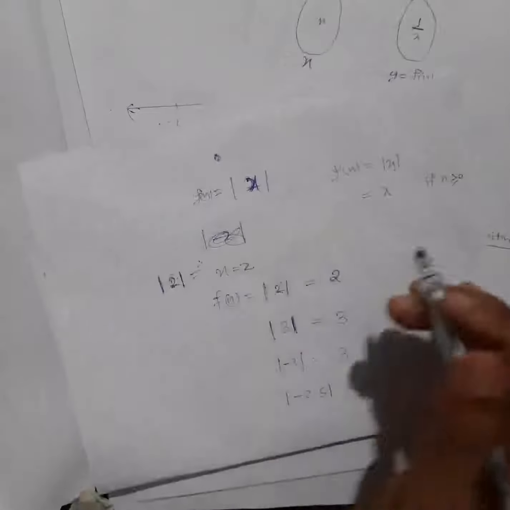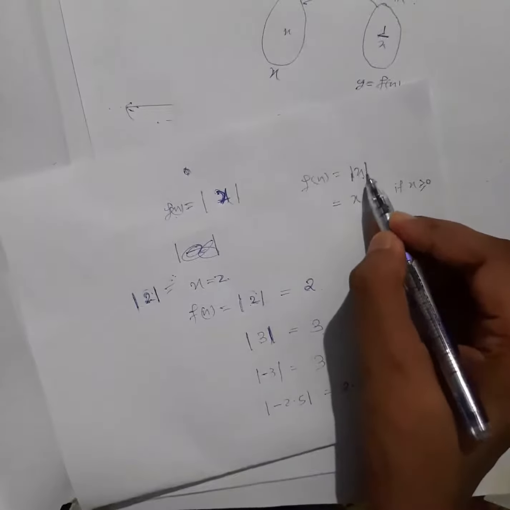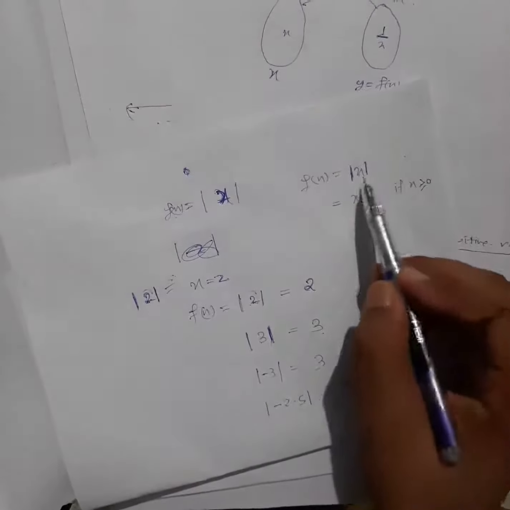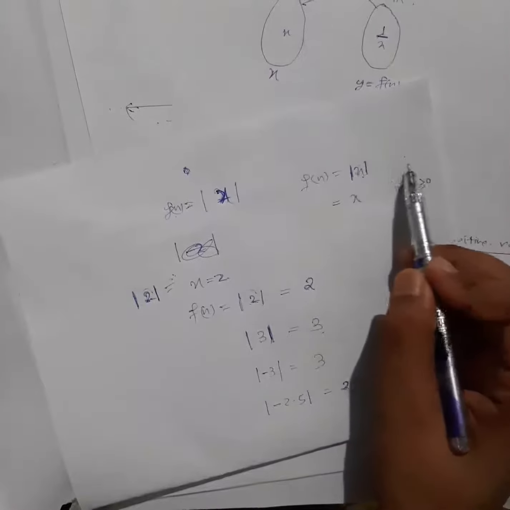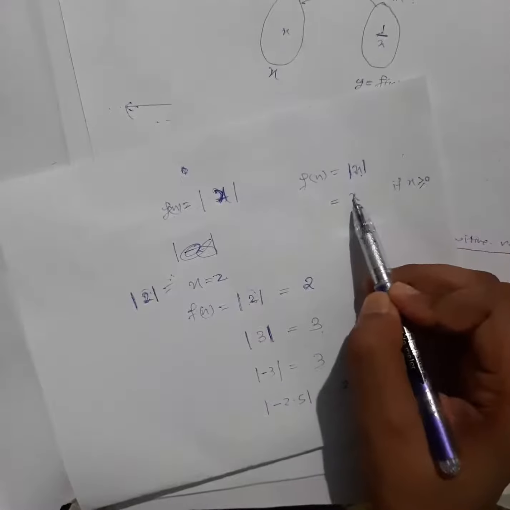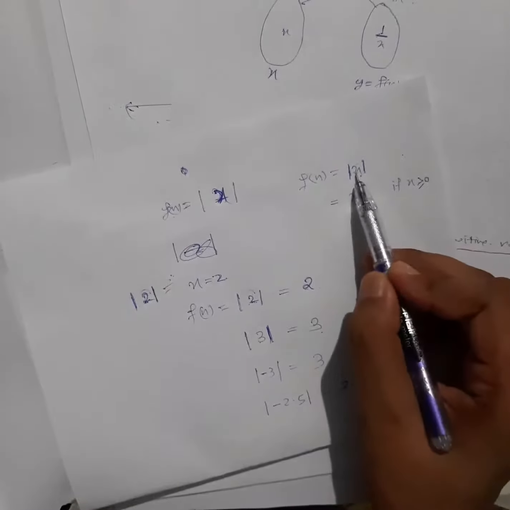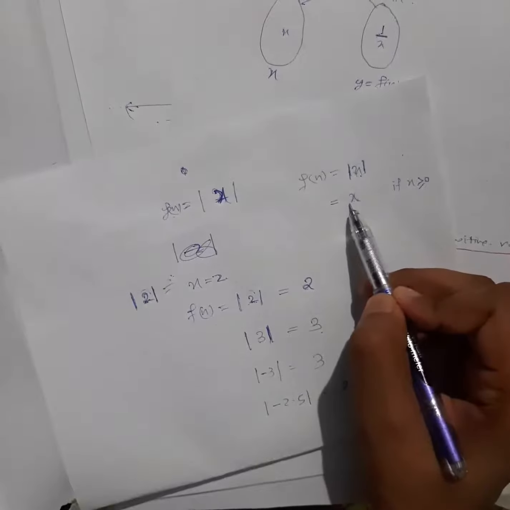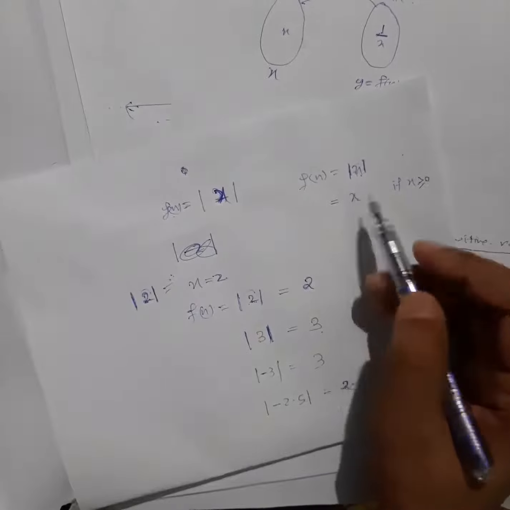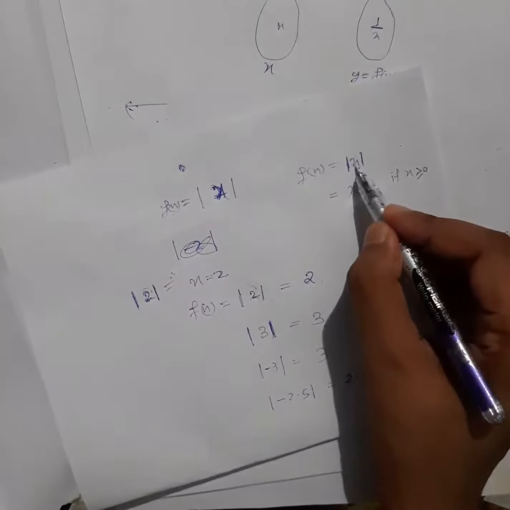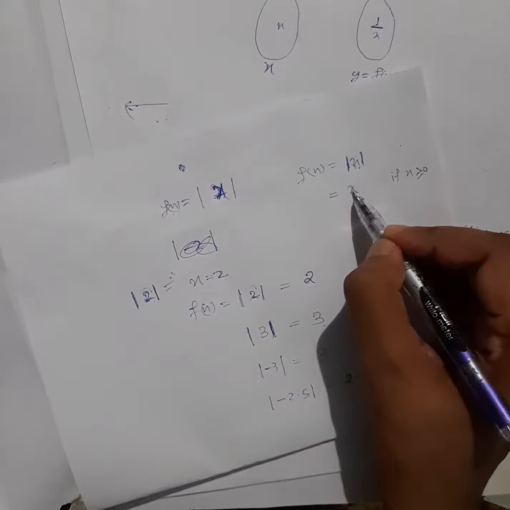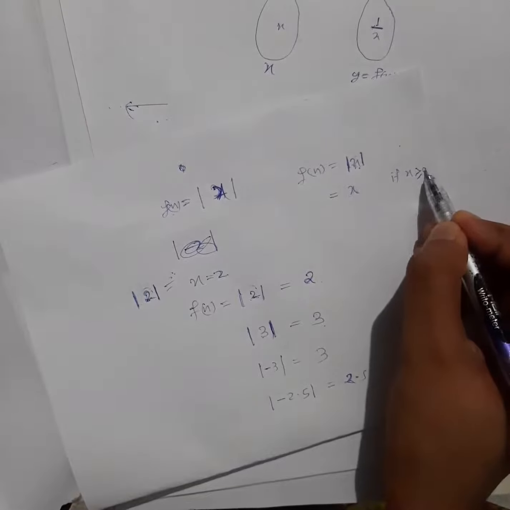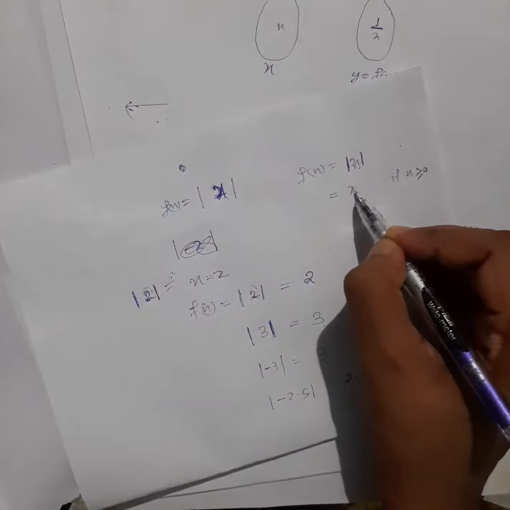So this modulus function's work is to make x always positive. That's it. If I take x as 1, 2, 3, 4, 5, 6, whatever I take, the same value will come out, x only. If x is 1, this also will be 1. If it is 2, this also will be 2. If it is 3, this also will be 3. So when your x is positive, the output will be the same. When your x is greater than or equal to 0, the output will be x only.